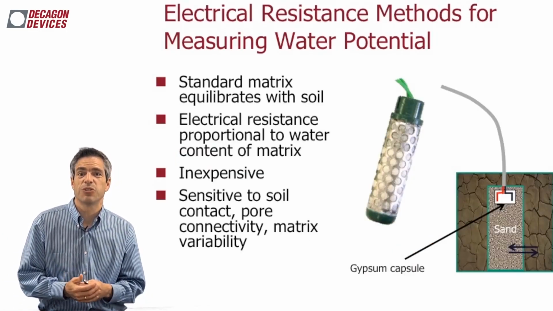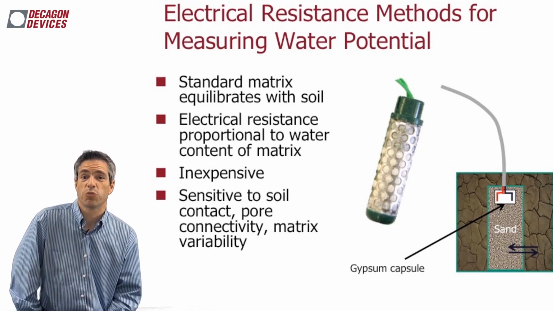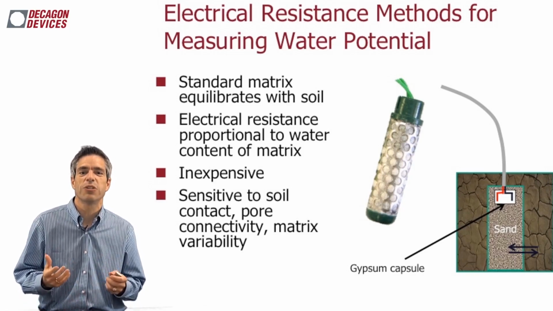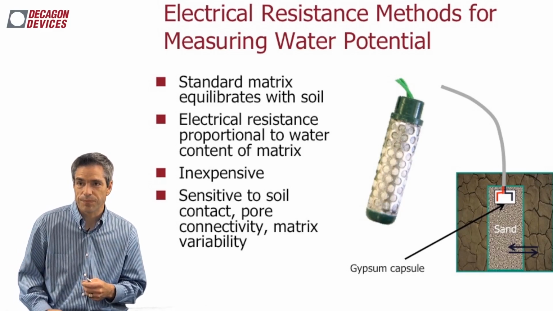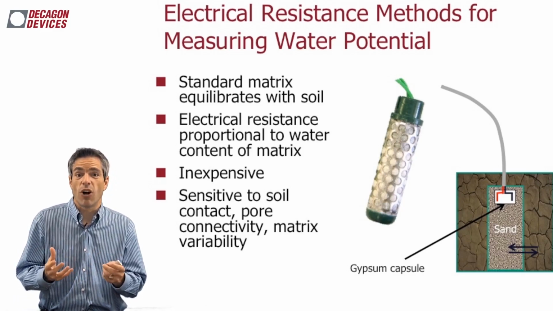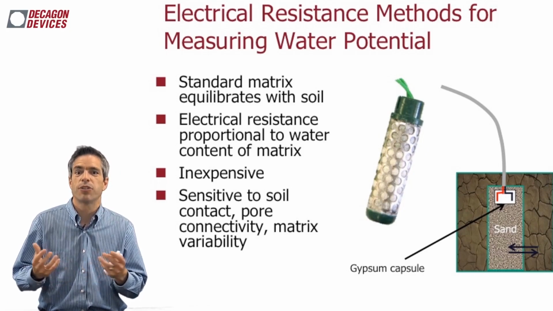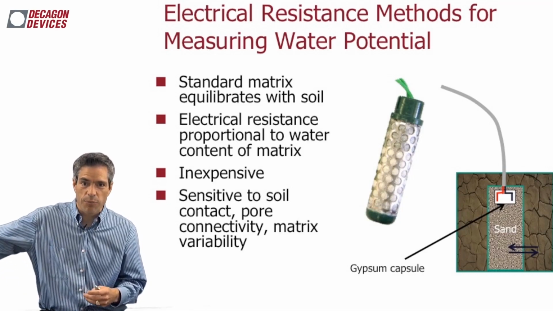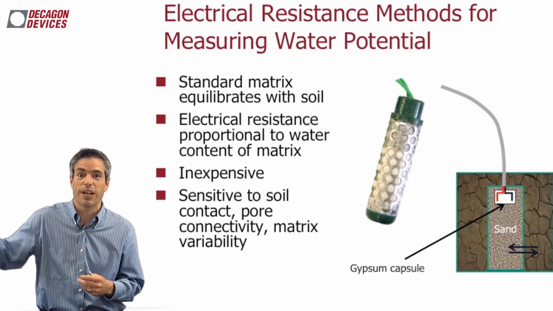Now, there are several sensors out there that you can buy to make this measurement, and we're going to talk about three of them here in this presentation. The first one is the electrical resistance method for measuring water potential. What this does, like all the sensors, is it equilibrates a standard matrix with the surrounding soil. I've got an example there. If you look here at the bottom of the screen, you can see the soil, or what I've tried to make look like the soil.